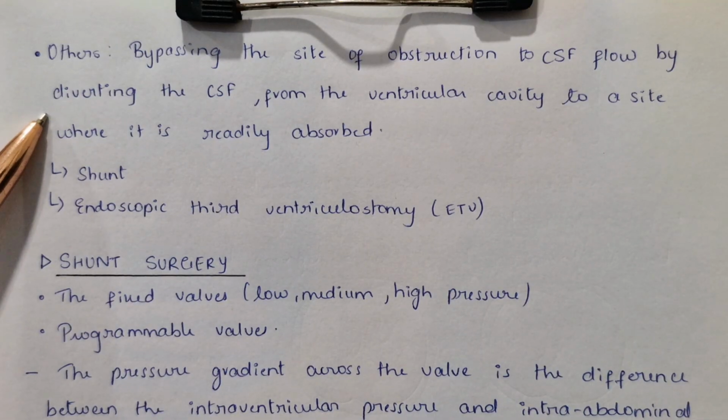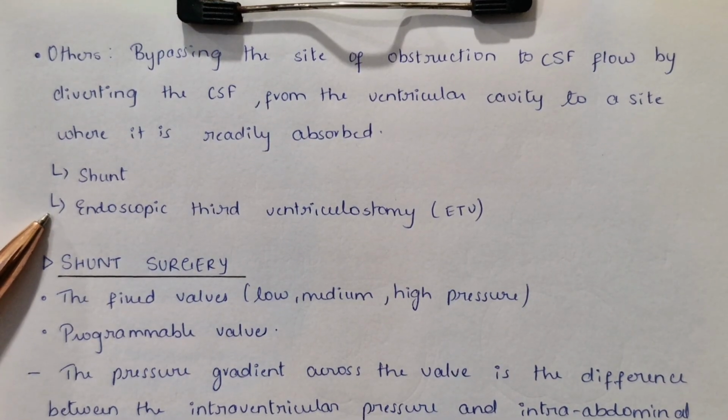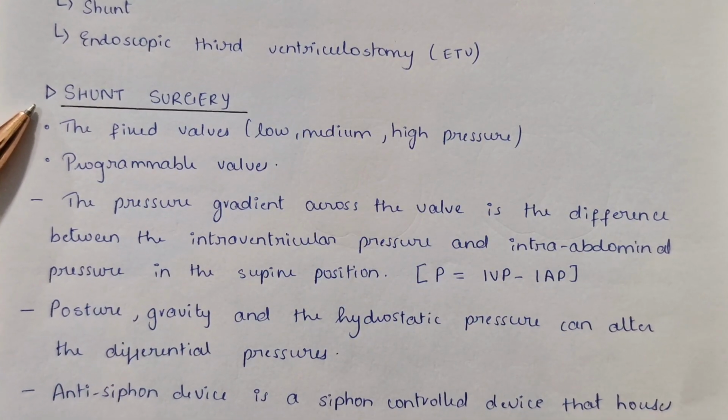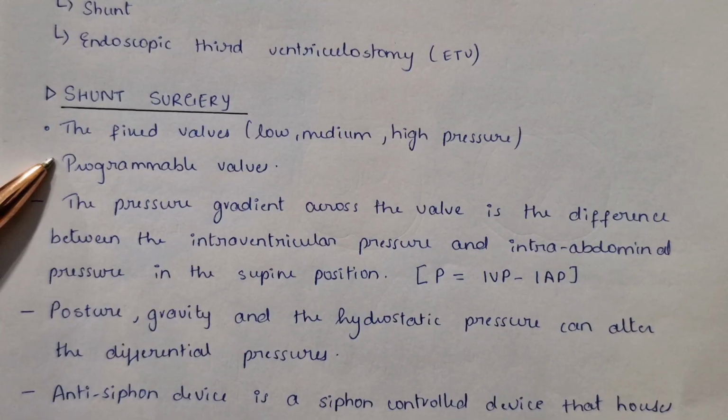Other measures include bypassing the site of obstruction to CSF flow by diverting the CSF from the ventricular cavity to a site where it is readily absorbed, either through shunt or by endoscopic third ventriculostomy. Shunt surgery includes the fixed valves and the programmable valves. The fixed valves include the low, medium, and the high pressure valves.